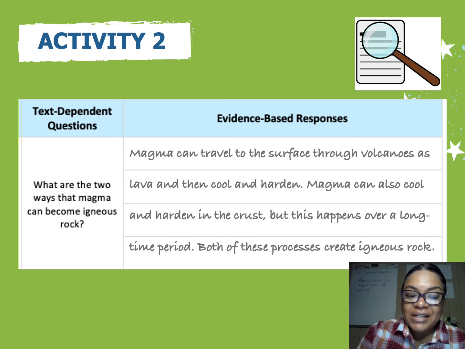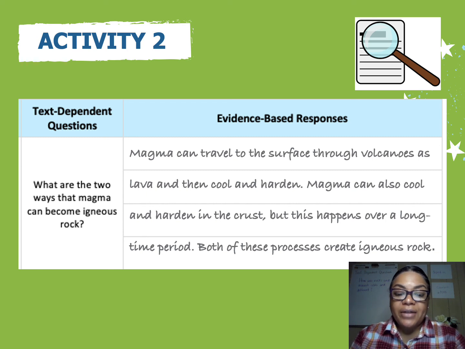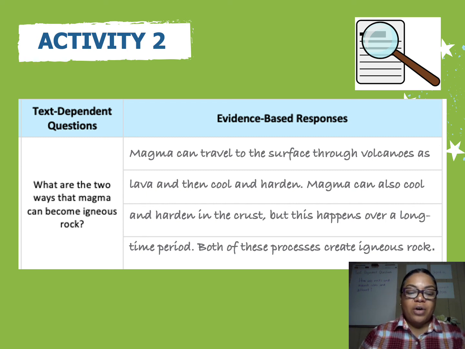Great job, fourth graders. I used my great reading strategy and went back into the part of the text that talked about magma to answer this question. By using this skill, I was able to answer, what are 2 ways that magma can become igneous rock? I wrote, magma can travel to the surface through volcanoes as lava and then cool and harden. Magma can also cool and harden in the crust, but this happens over a long period of time. Both of these processes create igneous rock.